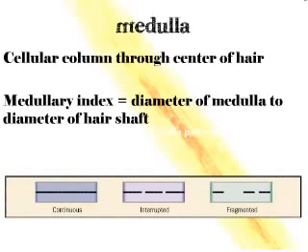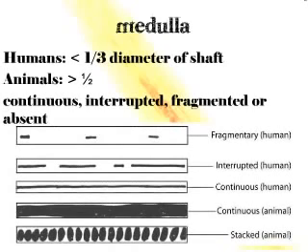The medulla is the central canal running through a hair and is made up of a collection of cells. The presence and appearance of the medulla vary from individual to individual and even among the hairs of a given individual. The medullary index measures the diameter of the medulla relative to the diameter of the hair shaft and is normally expressed as a fraction. For humans, the index is generally less than 1/3. For most other animals, the index is 1/2 or greater.